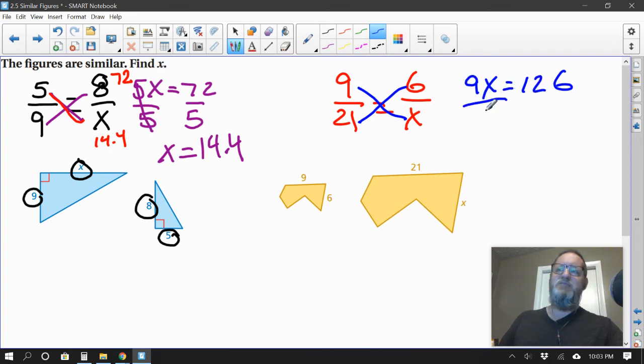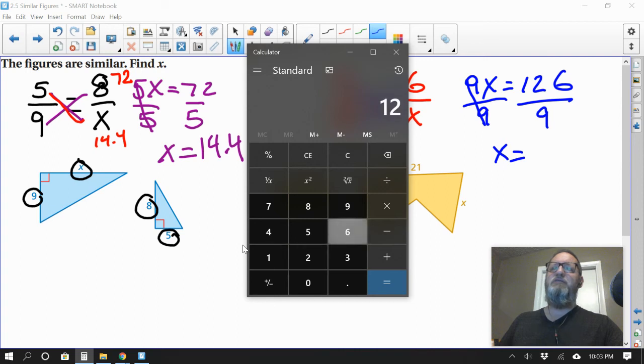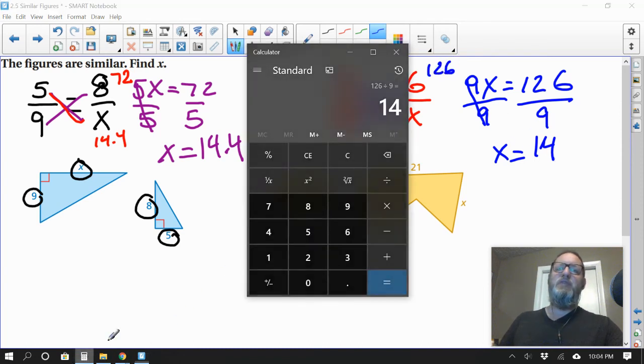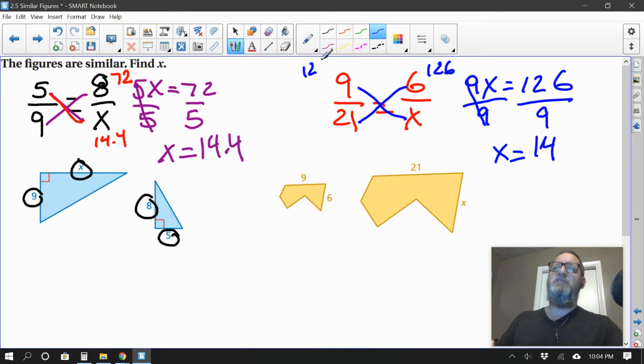And again, how you get the x by itself is just to divide out the 9. This is times 9, so we divide by 9. That cancels those out, leaving us x equaling that. Again, let's bring the calculator in and let it handle that calculation for us. 126 divided by 9 equals 14. There we go. So again, 21 times 6 is 126. Is 14 times 9 the same thing? 14 times 9 is 126. Perfect. So we got our cross products to be perfectly equal.